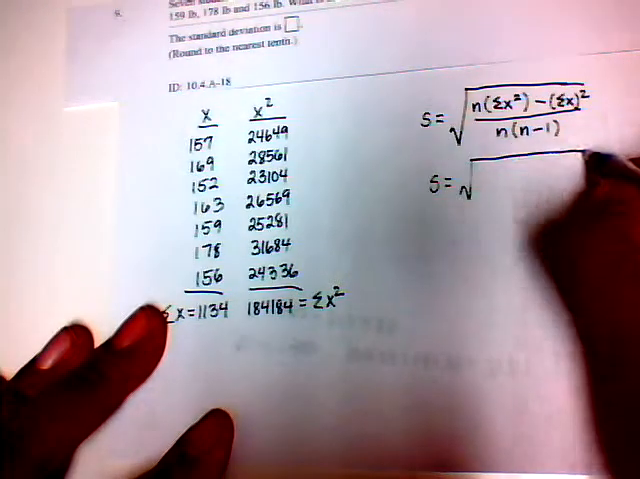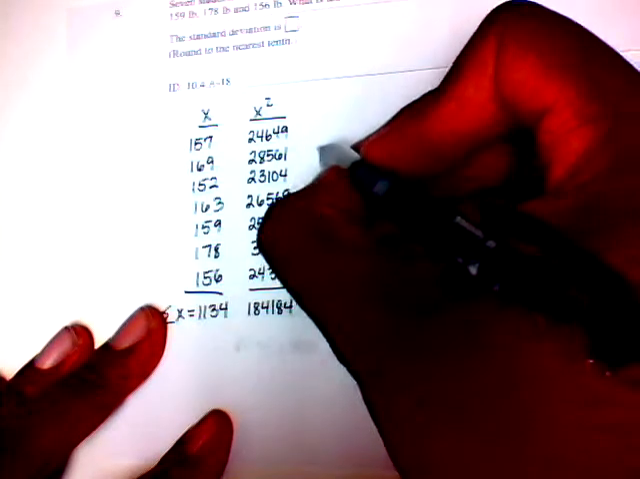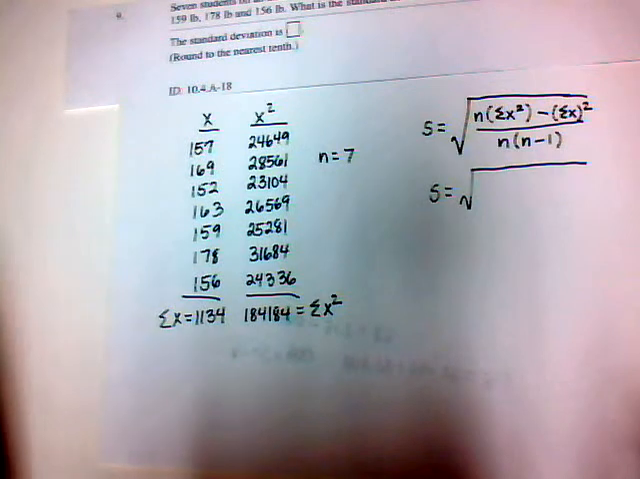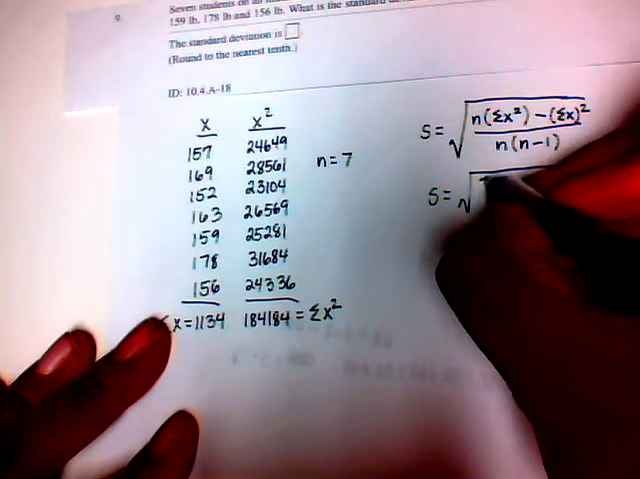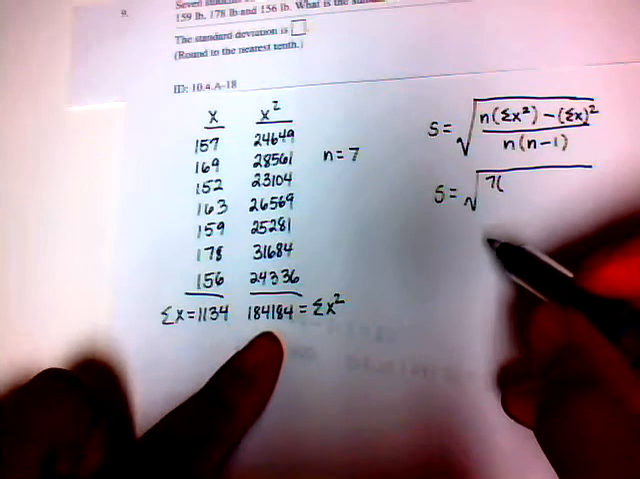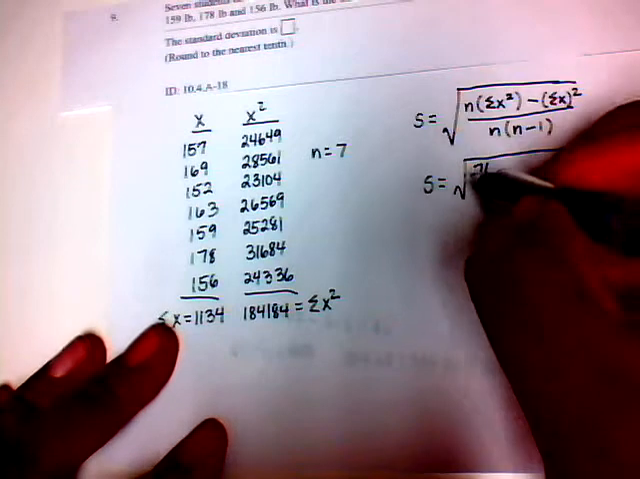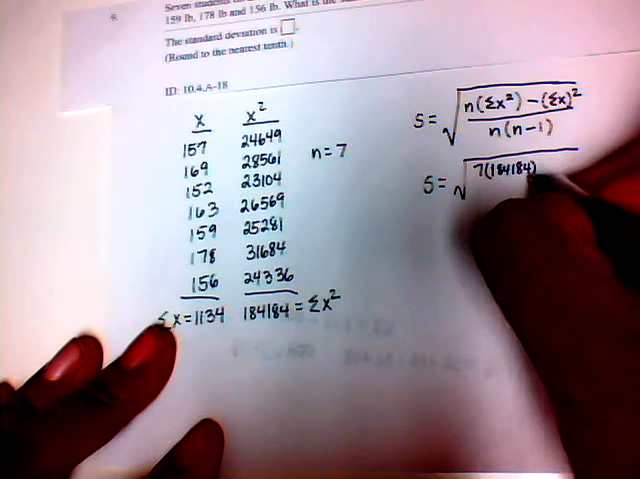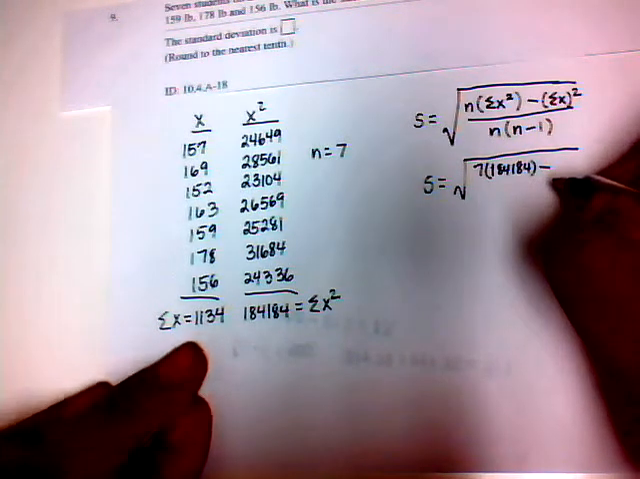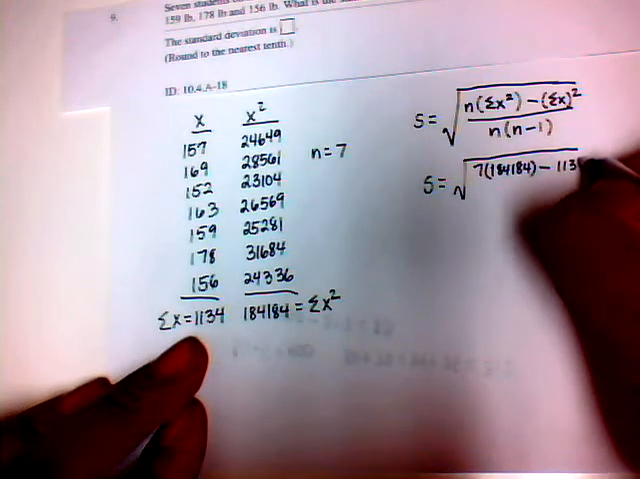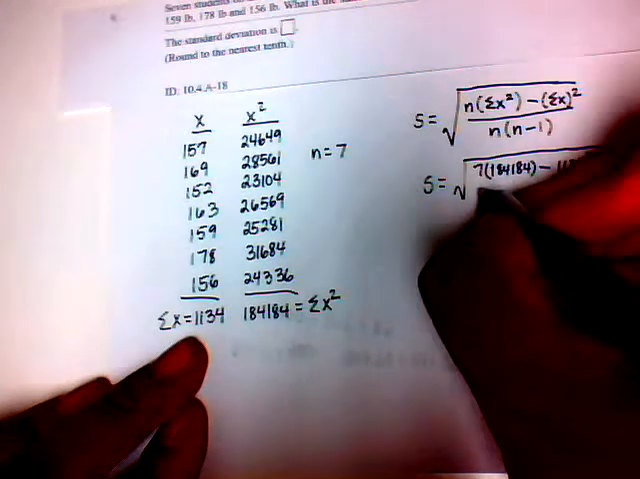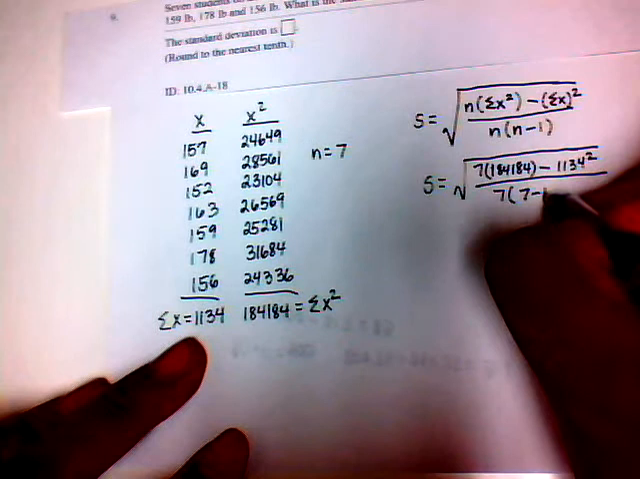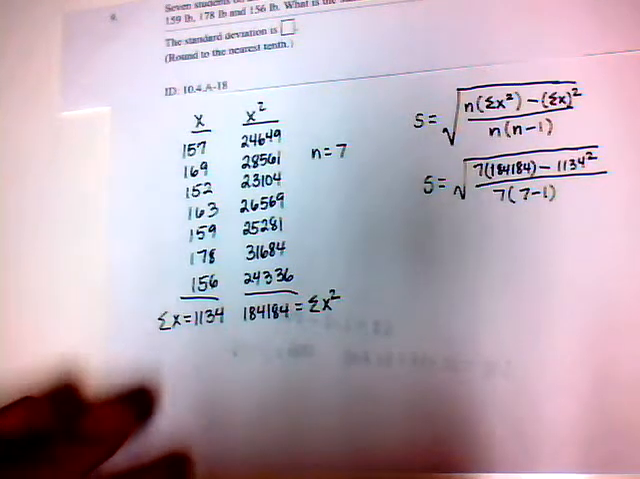This is the square root of n. There are, in this case, 7 students, so n is equal to 7. So that's 7 times the summation of x squared, that's this number right here, 184,184, minus the summation of x, that's 1134, and that's going to be squared, divided by n, which is 7, times, again, n is 7, minus 1.